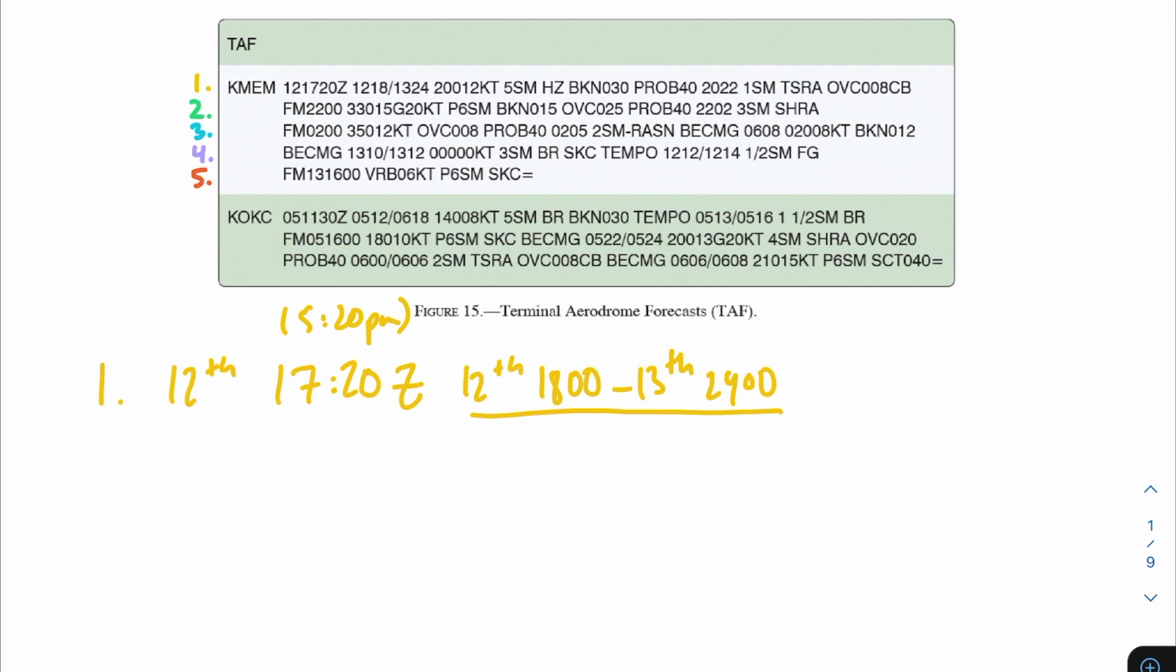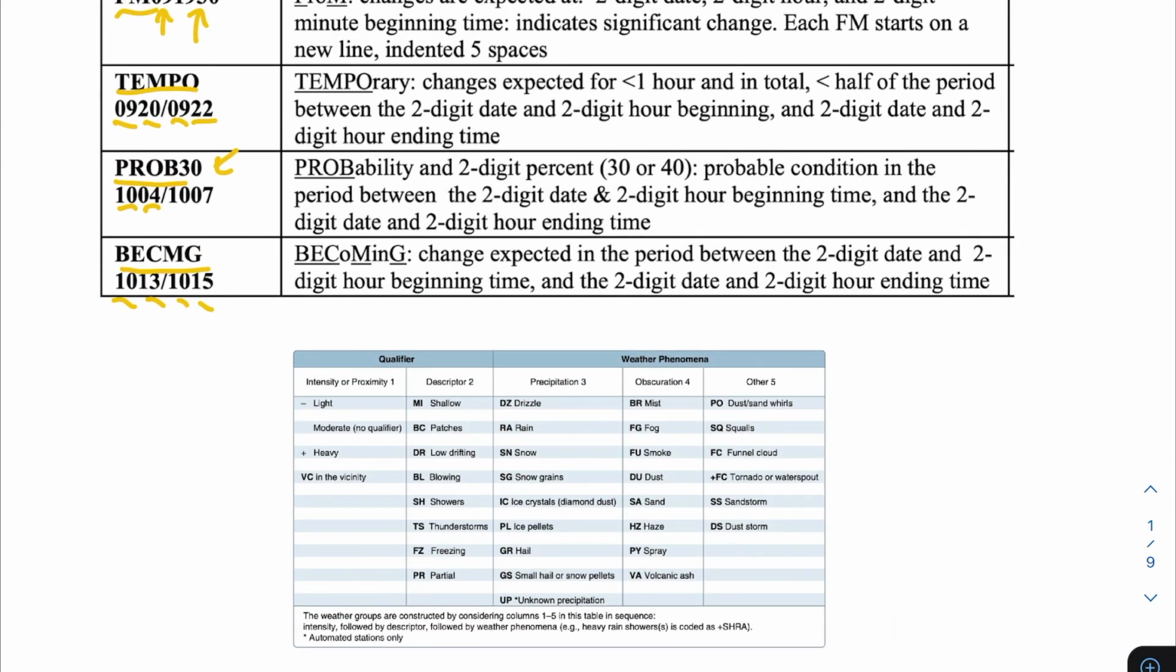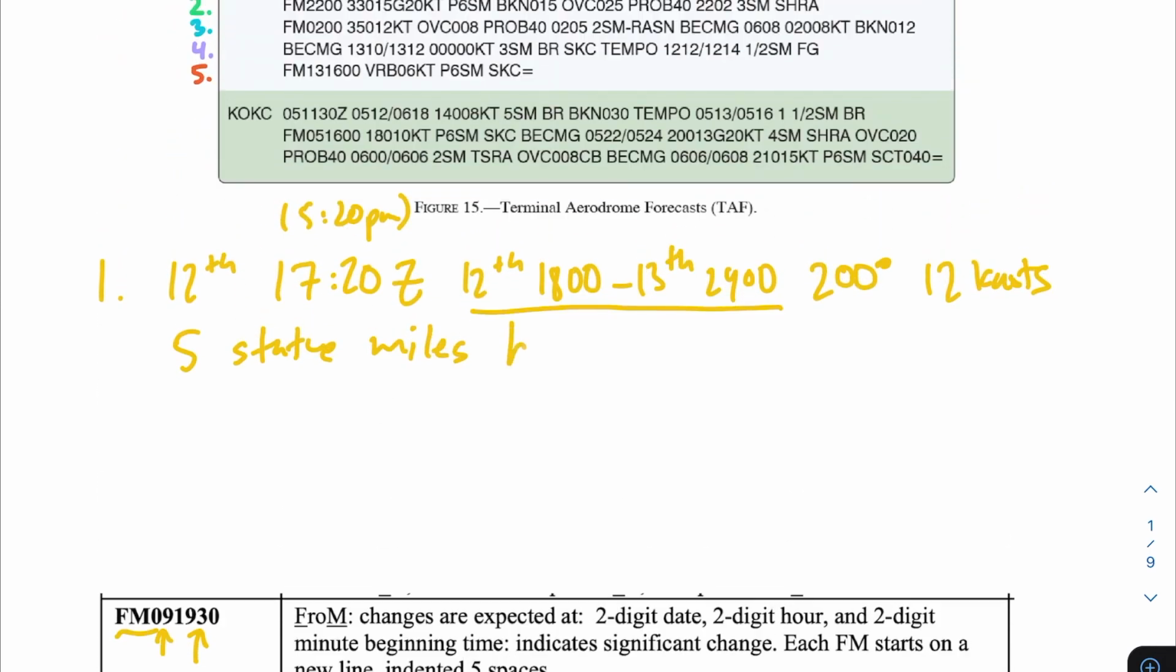Moving on to the next thing, just like with METARs, we have our wind direction. So we have 200, the wind is going in the direction of 200 degrees true at 12 knots. And our visibility, next thing, is 5 statute miles. And then we have HZ. Let's scroll down to our little cheat sheet. HZ is haze. So we have hazy weather. Haze.